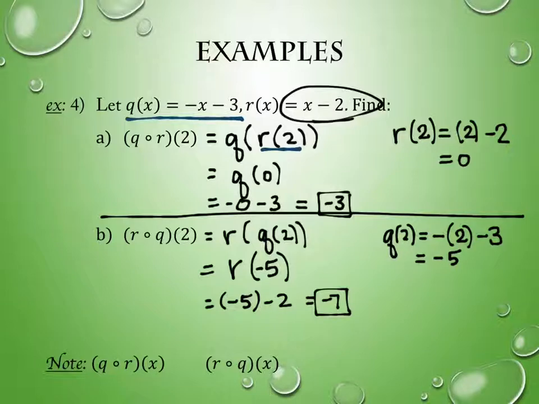So, does the order matter? Yeah, I get different answers if I do q first or if I do r first, right? If q's on the outside or the inside, it makes a difference. So it's actually not a commutative property. I can't just do it in whatever order I like. The order makes a difference.